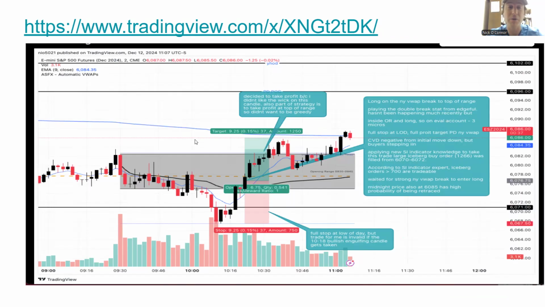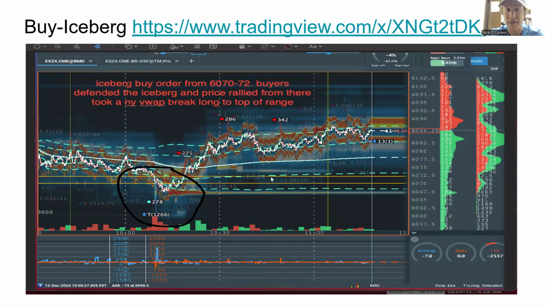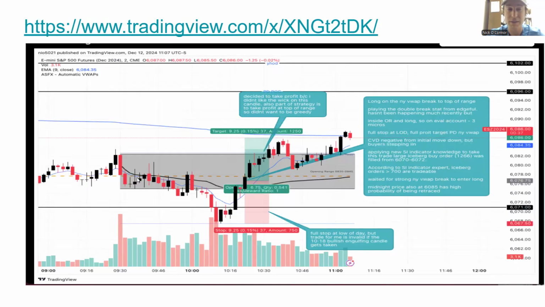And here's a markup of how you could have used that information to take a trade according to the VWAP strategy. As you see here, looks like sellers are in control. We go down, we make that first break of the opening range, and then we get some buying right here around that 60-70, 60-72 zone. And if you recall, that's right where that iceberg got filled, which I have marked off with the yellow lines. You see buyers start to step in. We get a nice engulfing candle that breaks the New York VWAP, we're above the 9 EMA, and then you could have taken a nice New York VWAP break to go double break the range, up to prior day New York VWAP, which is up here in blue, and you would have had a nice winning trade.